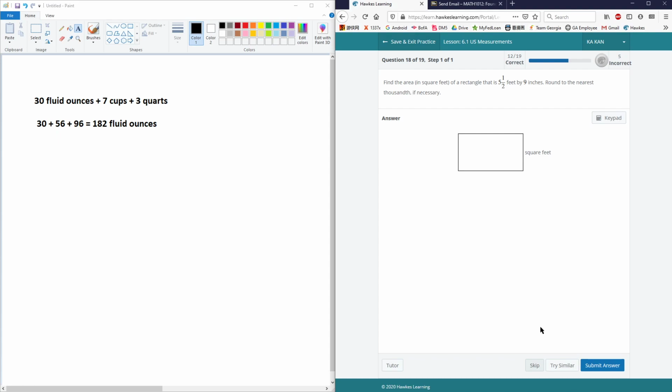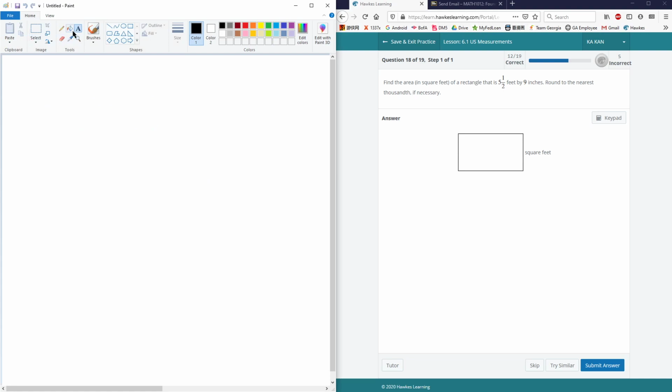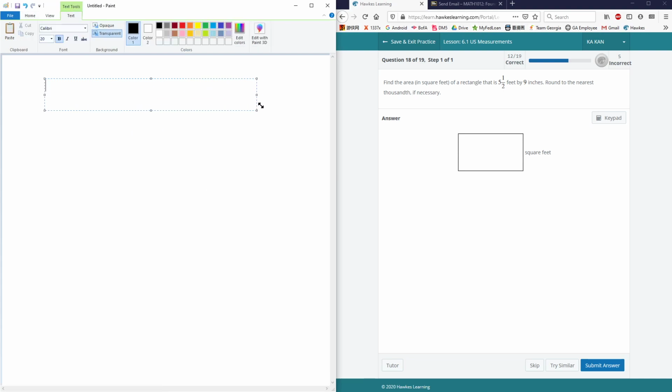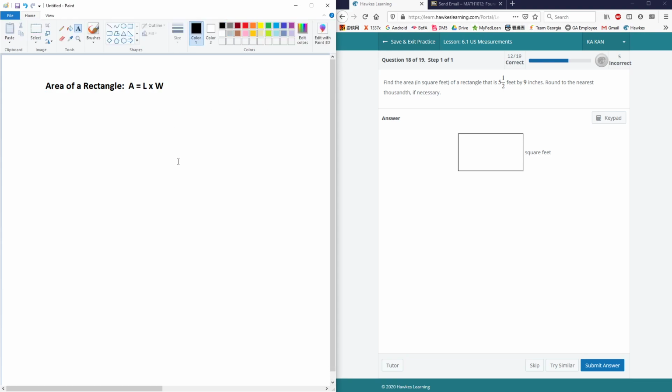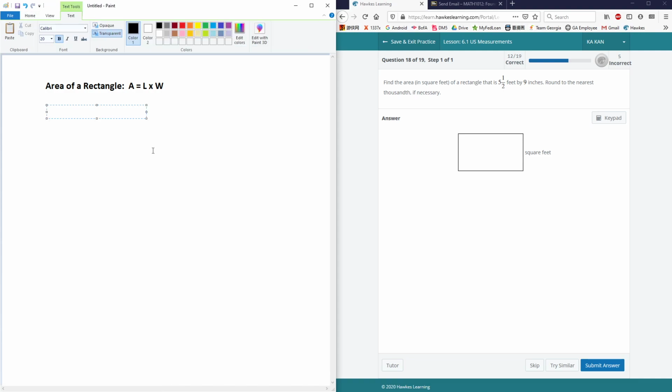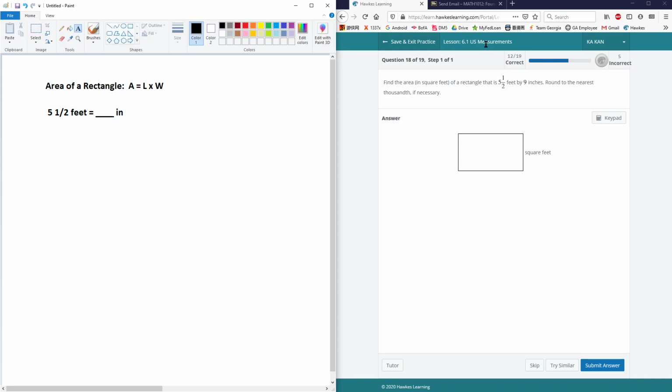Let's get to the next one. Now this one is when it gets a little bit interesting. We want to find the area of a rectangle. So first of all, let's go back to this. The area of a rectangle, of course, you guys know this, is A equals length times width. Like that. So this guy's 5.5 feet by 9 inches. So the first thing you gotta do is figure out how many inches 5.5 feet is. Once you figure that out, then you can multiply by 9.